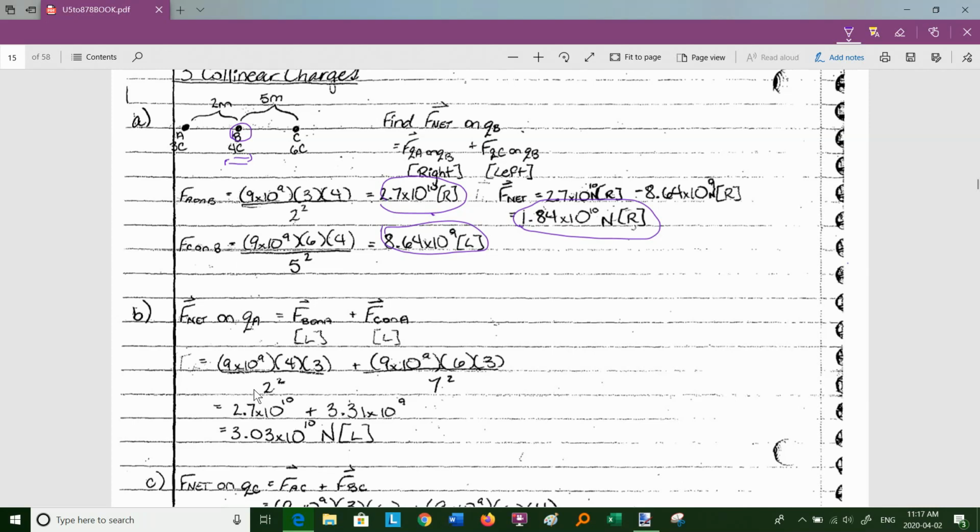So we got 9 by 10 to the 9. Now B on A is going to be 4 times 3 over 2 squared. C on A, well, that's 7 meters apart. So 9 by 10 to the 9 times 6 times 3 over 7 squared.